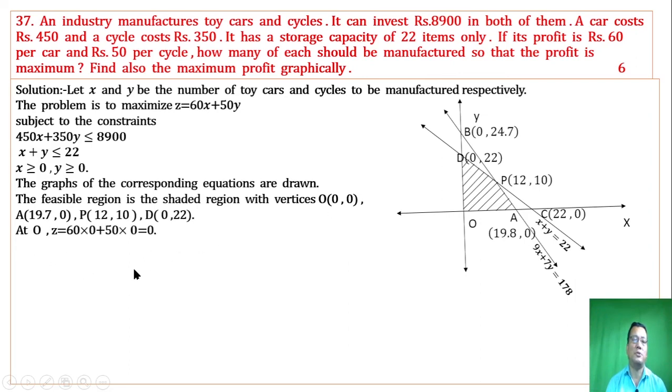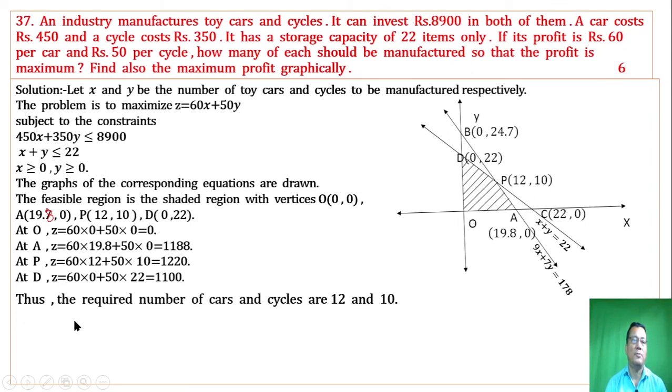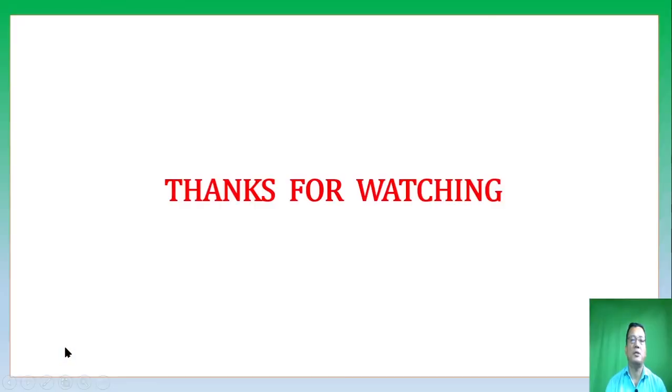At O, the value of Z is 0. At A, the value of Z is this. At P and D, we compute the values as well. Z should be maximized. Out of these four values, the maximum is this. Thus the required numbers of toy cars and cycles are 12 and 10. And the maximum profit is rupees 1220. Thanks for watching.